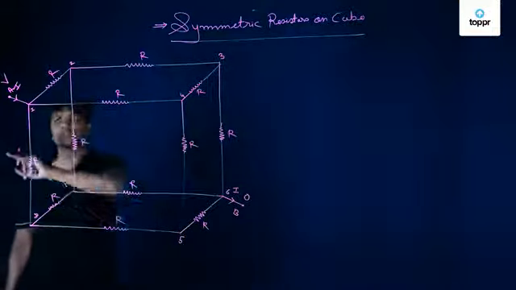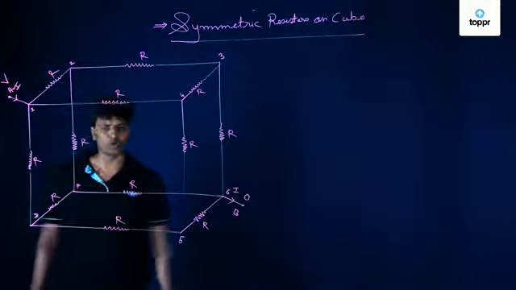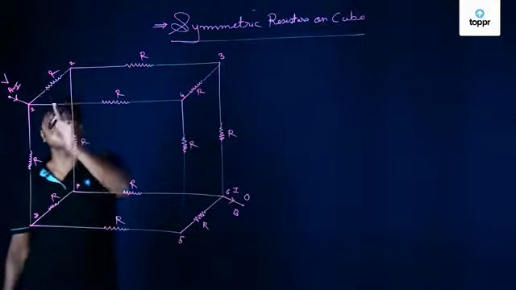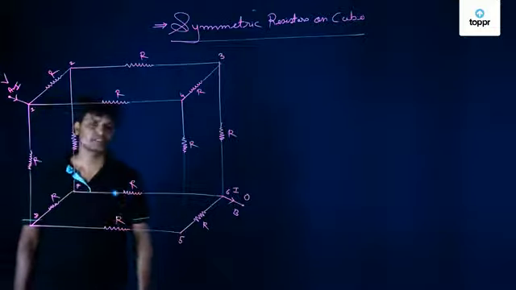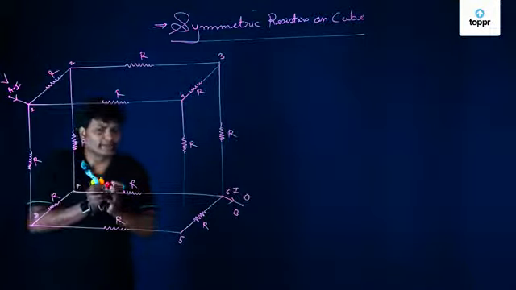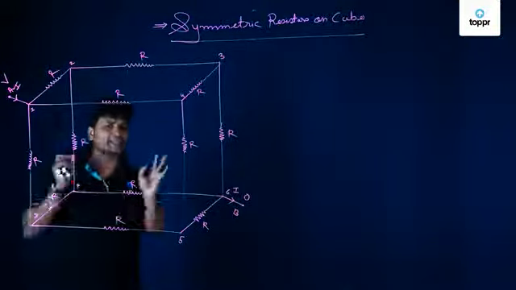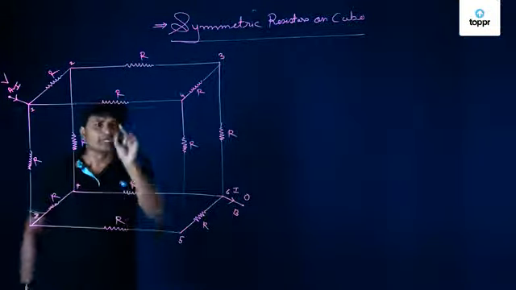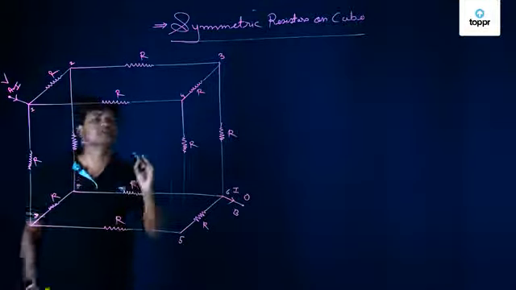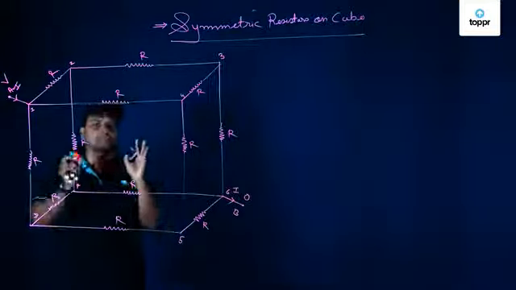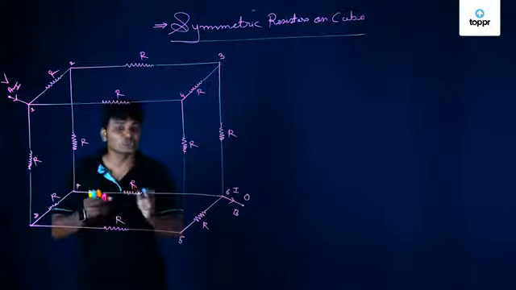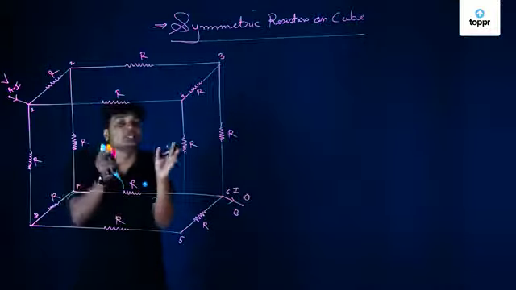Now what will happen? The moment this current comes to junction number 1, this current has 3 ways to go. So this current will get segregated into 3 parts. How exactly will it get distributed? Here the resistance is R, here the resistance is R, here the resistance is again R. That means the current will find the same resistance in all 3 branches. That's the reason why the current will get distributed amongst these 3 branches equally.